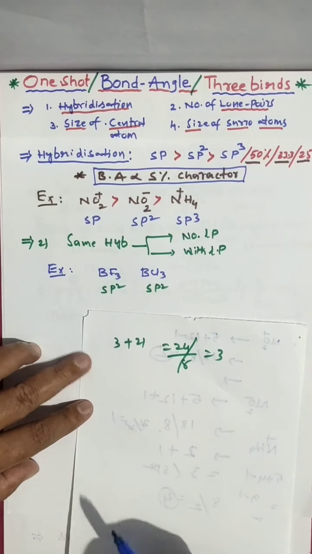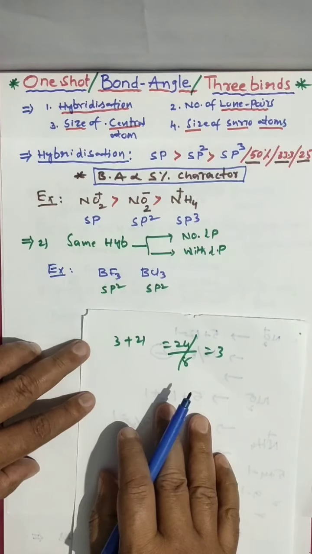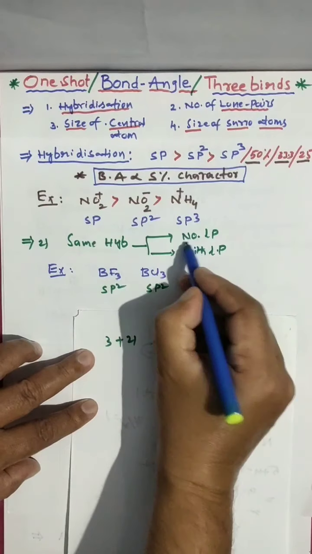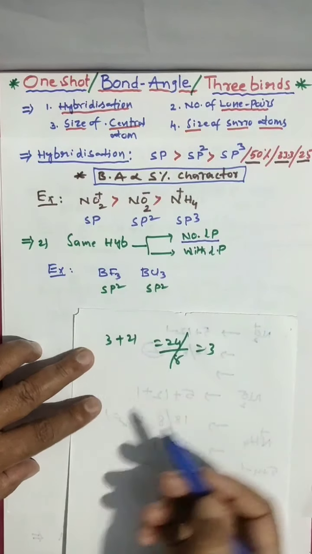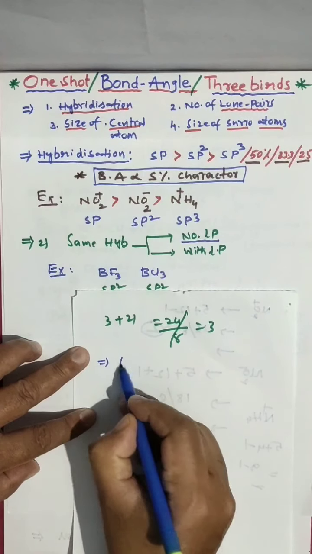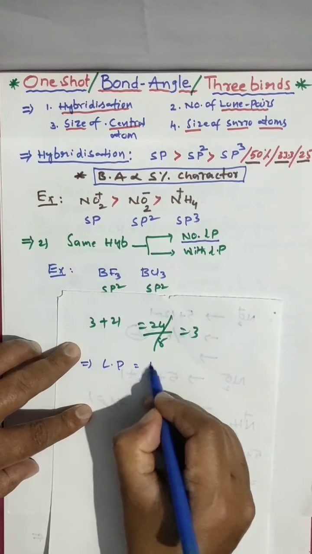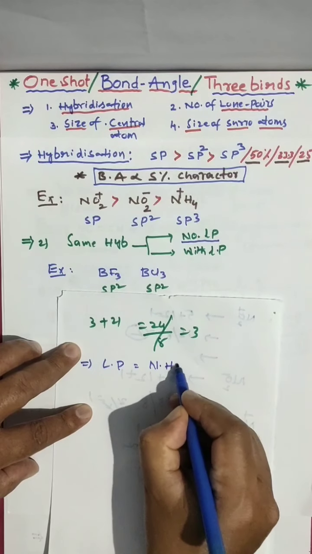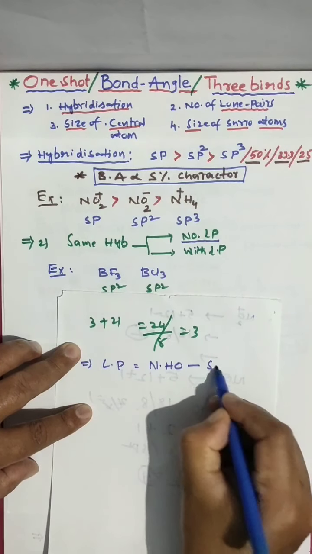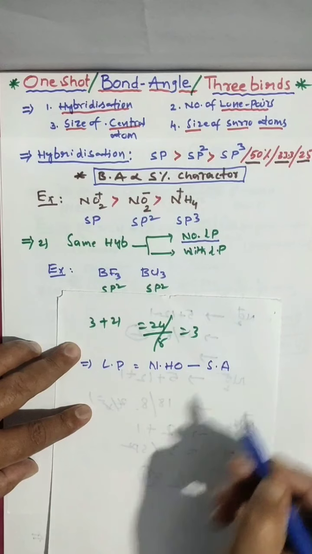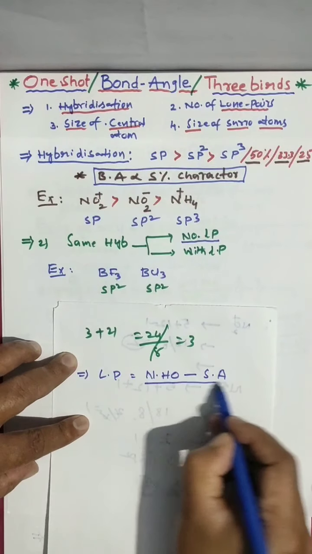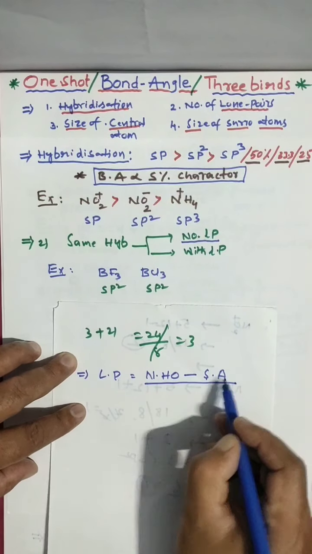Hybridization is same. Then lone pairs. We have to check lone pairs. How to calculate lone pairs? The best trick I am showing: number of hybrid orbitals minus surrounded atoms.